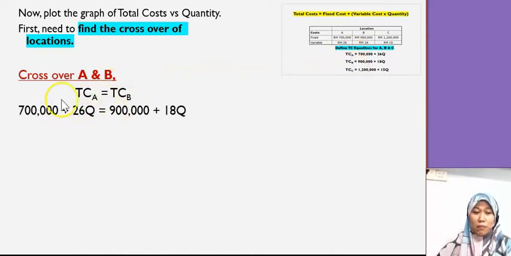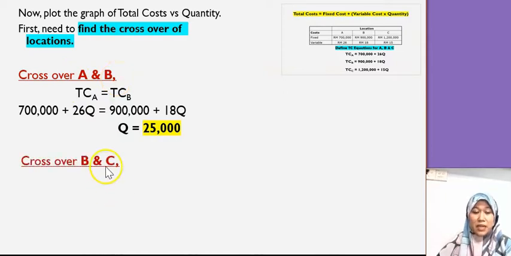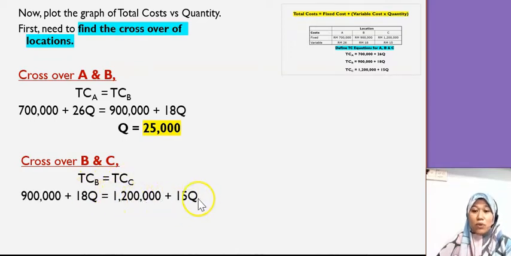So take these two equations, we equalize them and solve for Q. So you solve for Q, you get 25,000. Then you do for, okay, A and B are done, crossover. We have to do the crossover for B and C now. B and C, TCB equals TCC. Put the equations together and solve for Q.